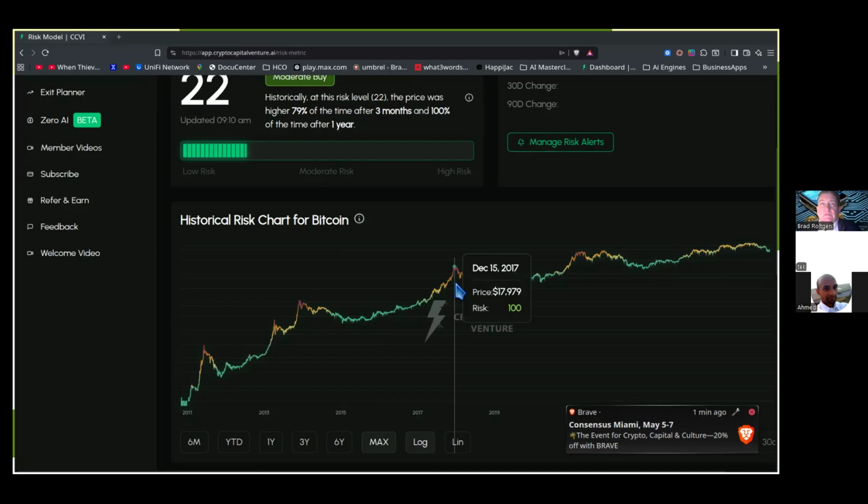And when you go into the exit planner, you can choose whether you want to go based off of risk or you're looking for price. And then it actually will send out alerts via either email or SMS. You can only have 30 SMS messages set up.